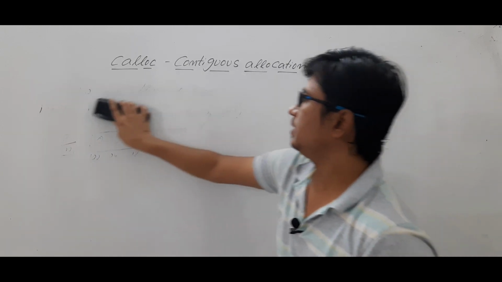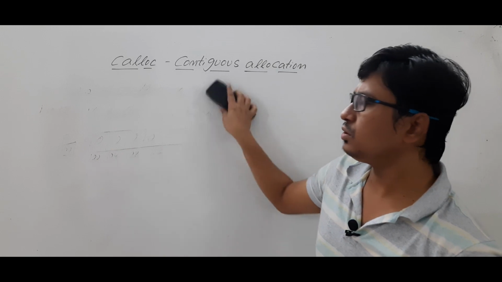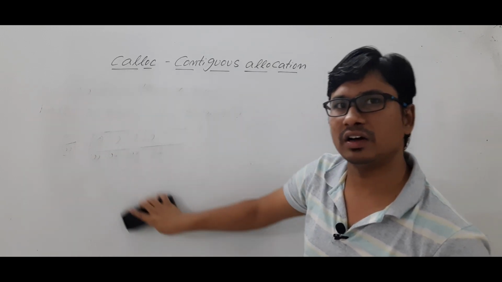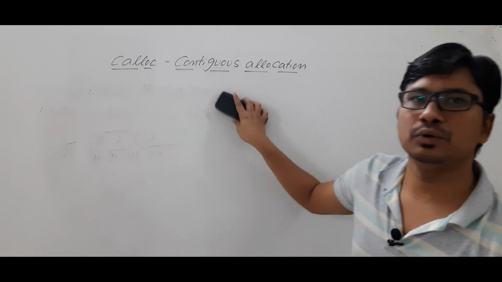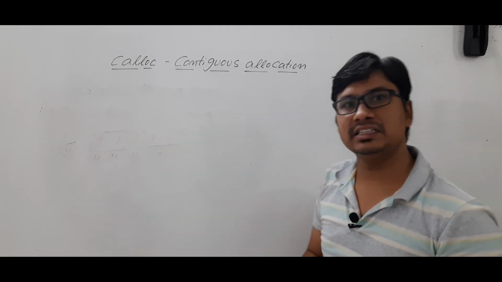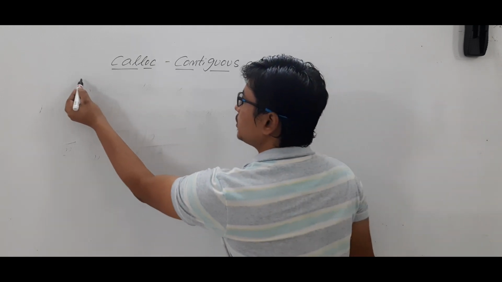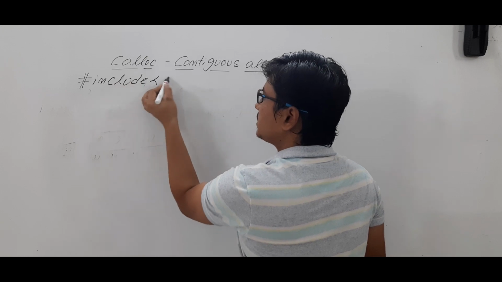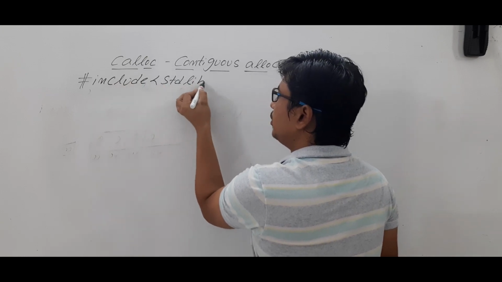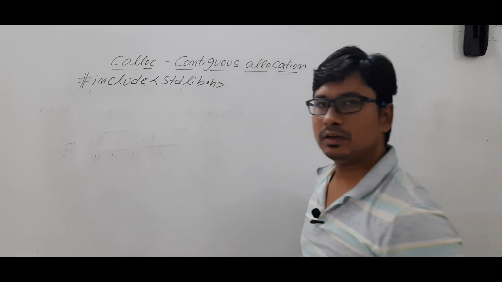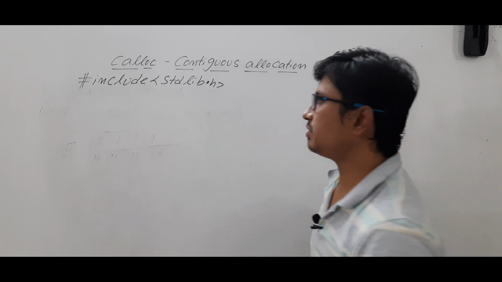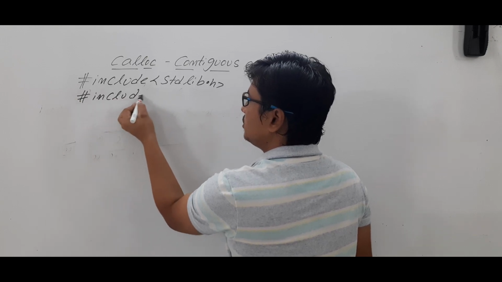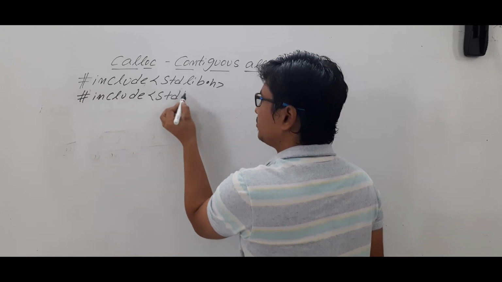Now, you know that if you want to use any dynamic memory allocation functions such as malloc, calloc, realloc, free, you need to include a header file called stdlib.h. Let me include that header file. So #include <stdlib.h>. Then if you want to use functions such as printf and scanf, you need to include stdio.h. So first you need to include all the header files.